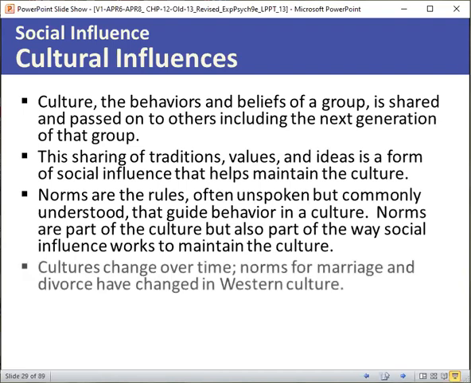So cultures do change over time. Norms for marriage and divorce have changed in Western culture. I may have mentioned this once before. The idea is that when you get married, it used to be really young. Now it's much older, okay? We see what women are expected to do in their life. There's a lot more range of possibilities now than there was in the culture decades ago, all right?